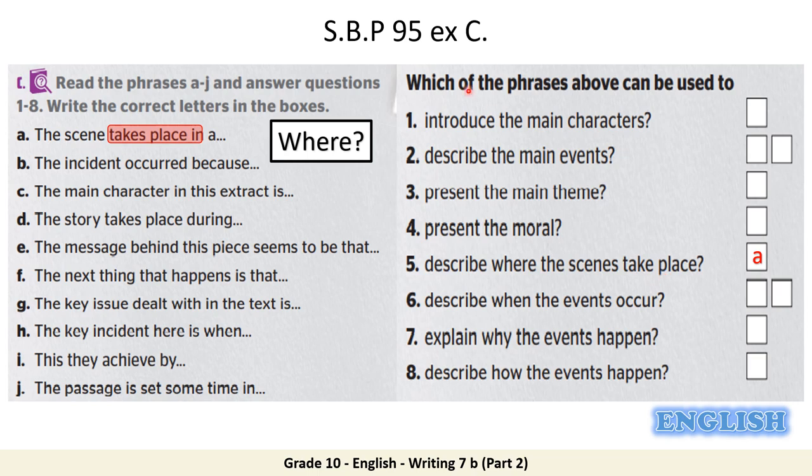Now, please pause the video for a while. Try to answer the rest of the phrases. Welcome back. Let's go to B. The incident occurred because. So the keyword here is because. And it gives me information about the reason. So it answers the question why. That's right. So can you look at these functions and tell me the answer? Correct. The function of this phrase is to explain why the events happen.